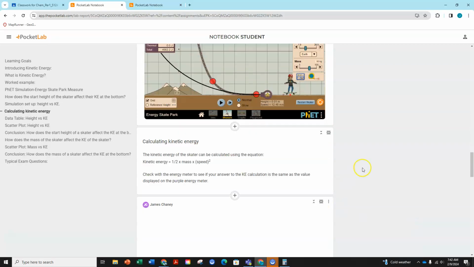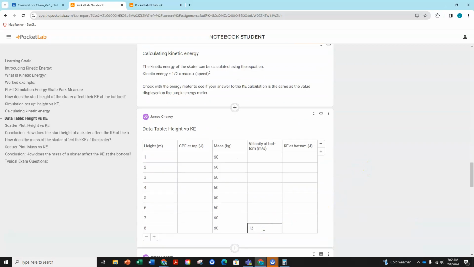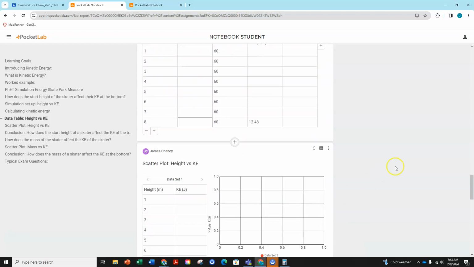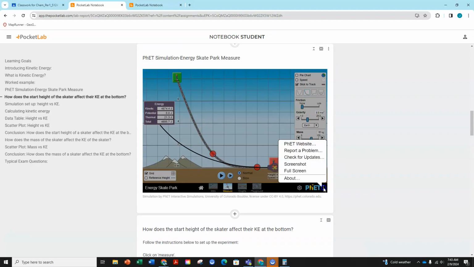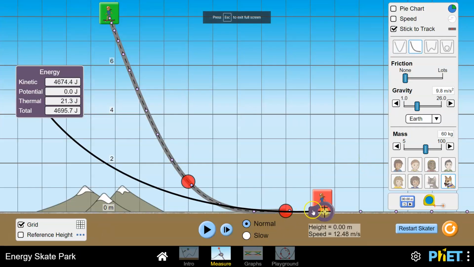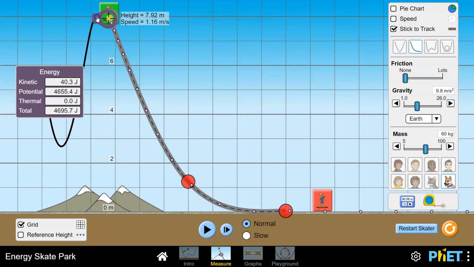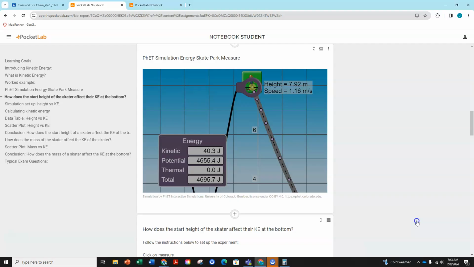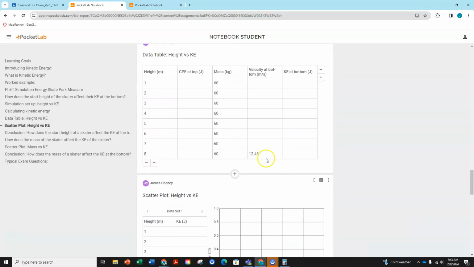So I'm going to go back, and in my chart I'm going to put 12.48 here, and I need to get what the GPE was at the top, so I can measure that as well. So I'll go back to the simulation, and I'm going to take my measuring tool to the top dot up here, and my potential GPE was this, 4655.4. So go back. 4655.4, and then now I've got to calculate the kinetic energy.